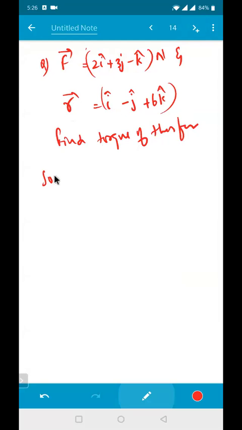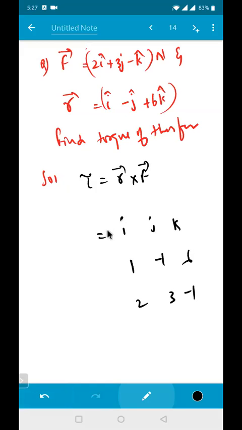So what is the formula? Tau is equal to r bar cross F bar. That's it. So this is i, j, and k. I'm leaving the calculation for yourself. It is 1, minus 1, 6, and 2, 3, minus 1. Just simplify it. If I need the value of i, close the i column and cross multiply. If I need the value of j, close the j and cross multiply. If I need the value of k, close the k and cross multiply.